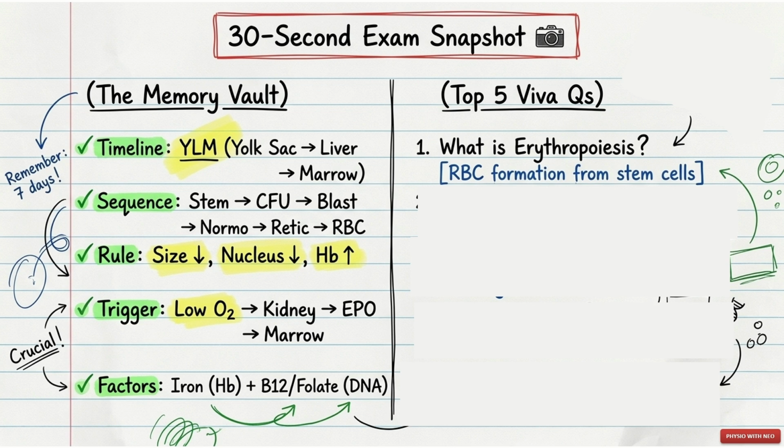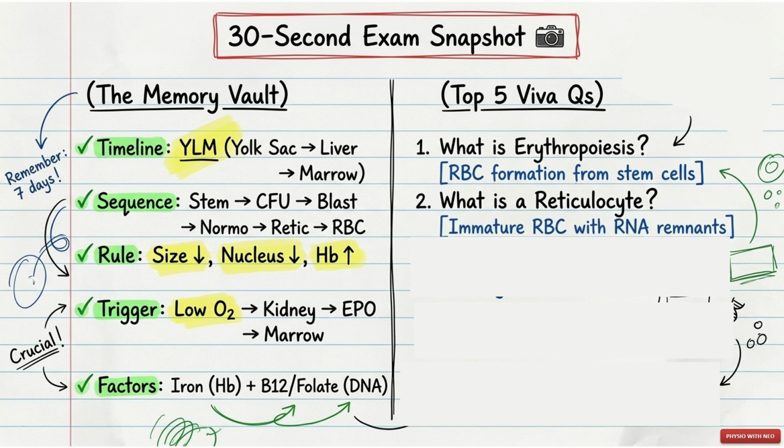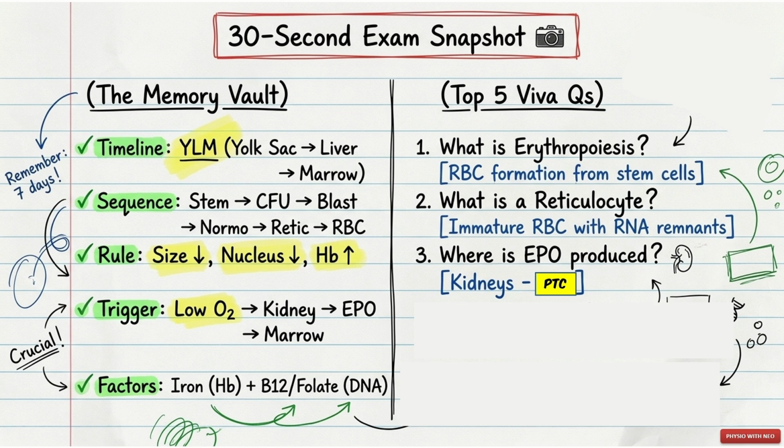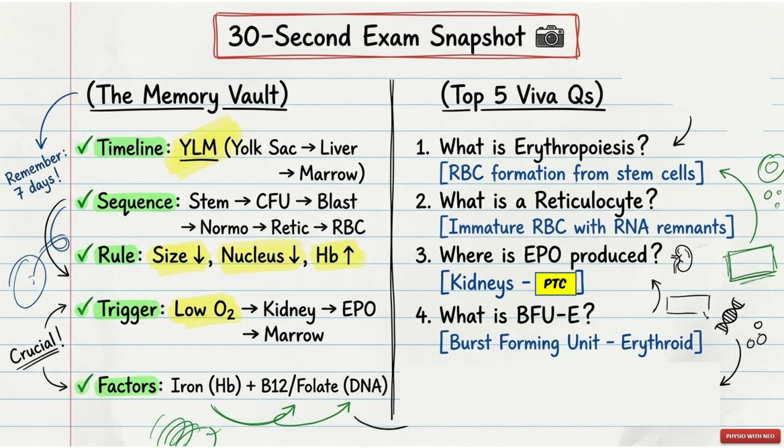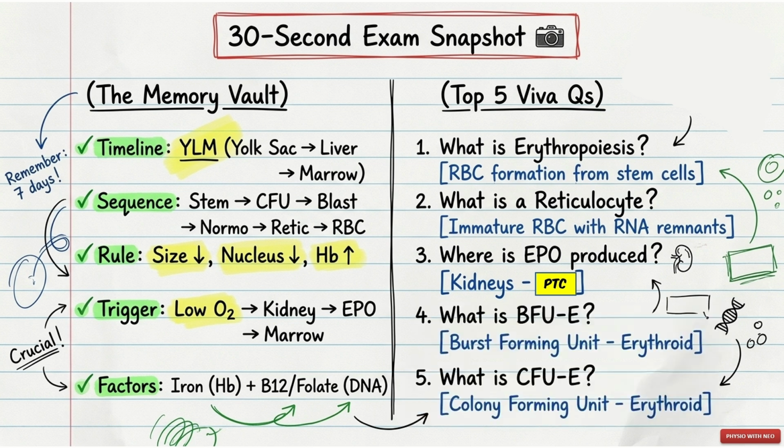Now let's see top 5 Viva questions. What is erythropoiesis? RBC formation from stem cells. What is reticulocytes? These are the immature RBCs with RNA remnants. Where is erythropoietin produced? In the kidneys, mainly epithelial cells of the peritubular capillaries. What is BFU-E? Burst forming unit erythroid, and CFU-E is colony forming unit erythroid.